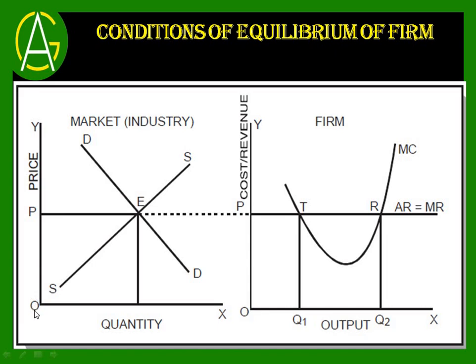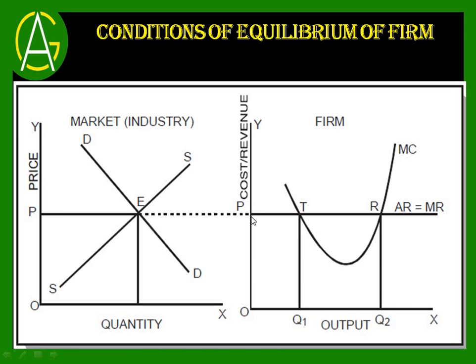So market has determined the price. We know that the firm is a price taker. It means that the firm will also accept the price. So the price is accepted by the firm. Friends, we know that in perfect competition, this price line is equal to average revenue and is equal to marginal revenue. Now we have to find out the equilibrium point of the firm.